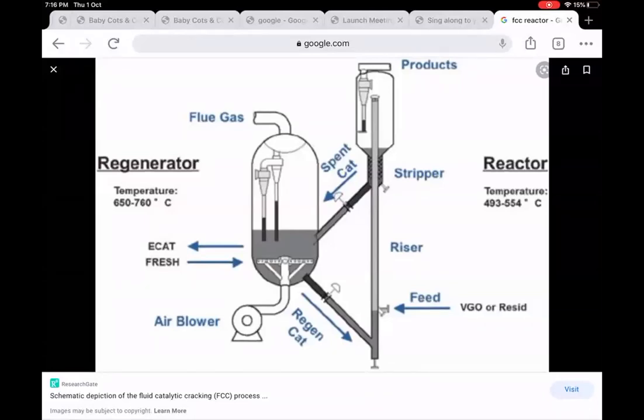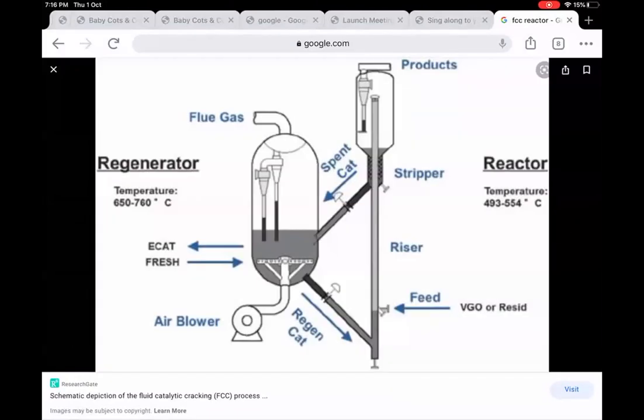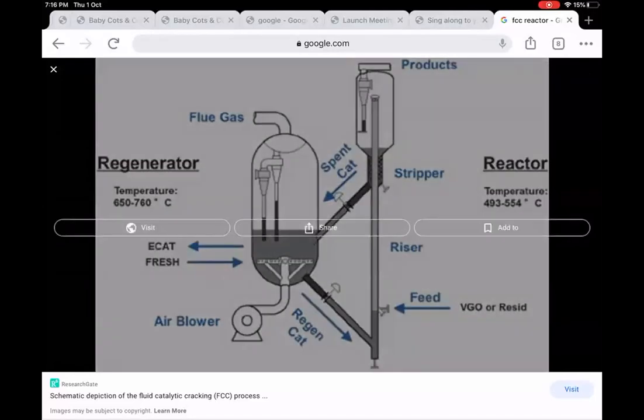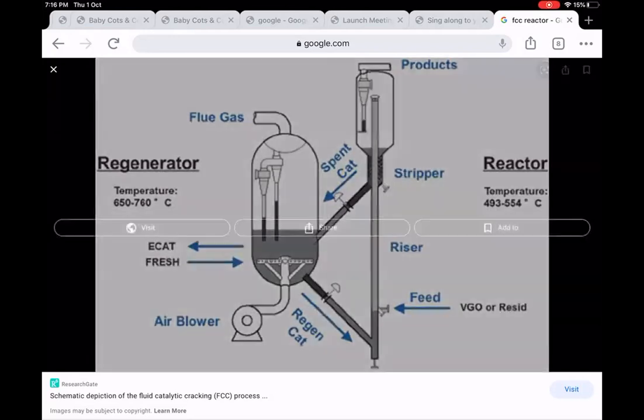Then it goes to this particular part, the stripper, where the gas or products come out, and the catalyst which travels through this comes to the regenerator. So this bigger one is the regenerator, this is the reactor. The catalyst will be traveling like this from the reactor to the regenerator, where in the regenerator you pass air and burn it in the system.